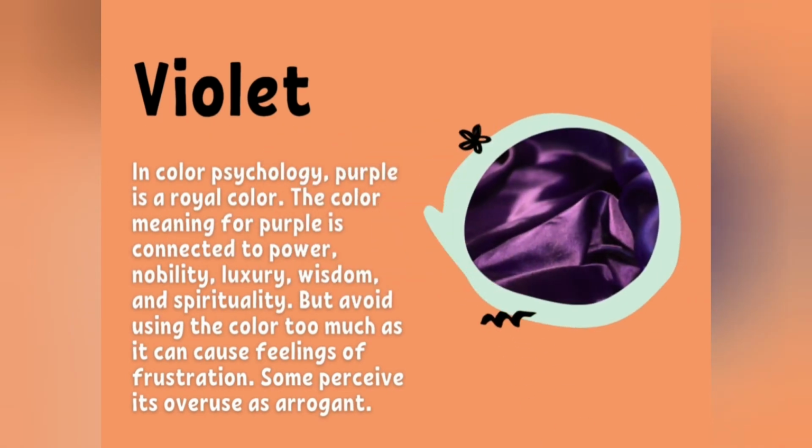Violet. In color psychology, violet or purple is a royal color. The color meaning for purple is connected to power, nobility, luxury, wisdom, and spirituality. But avoid using the color too much, as it can cause feelings of frustration or arrogance.